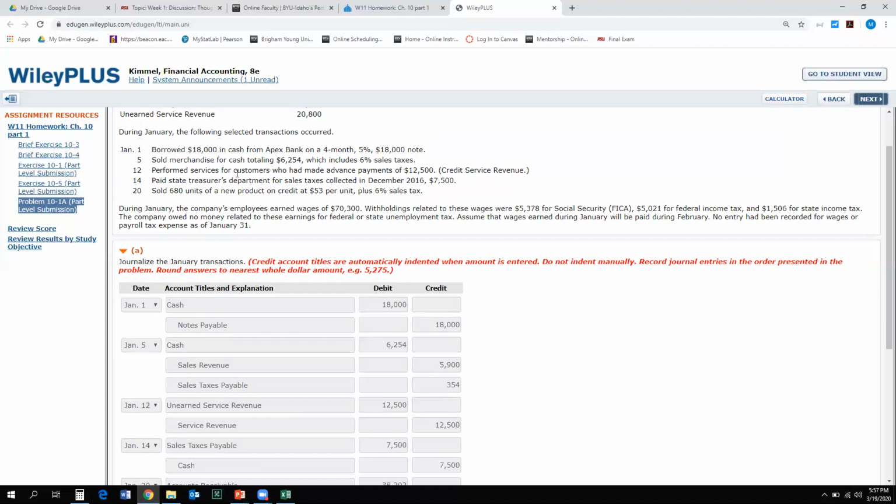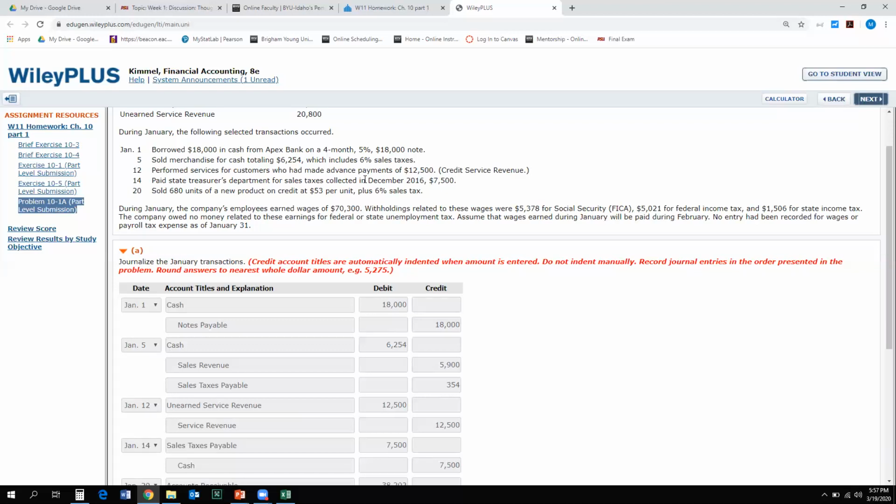Okay, and then on the 14th, we paid our sales taxes that we collected. So we've been collecting sales tax, and now we're paying it. So we're paying cash. As we collect sales tax, we show our cash going up and our liability, sales taxes payable, also going up. So when we pay the sales tax to the state, we reduce the liability, sales taxes payable, so it's a debit to the sales taxes payable account, and our cash goes down, so a credit to cash.